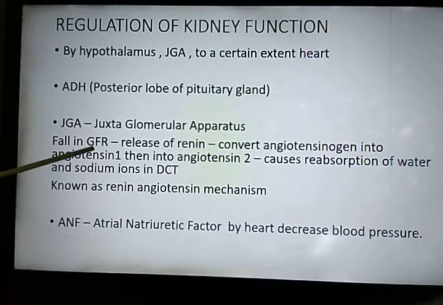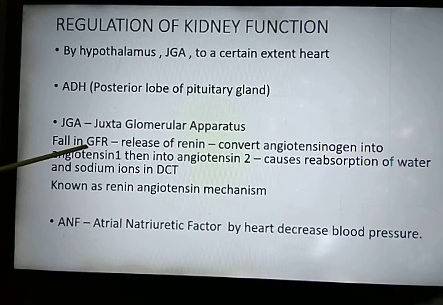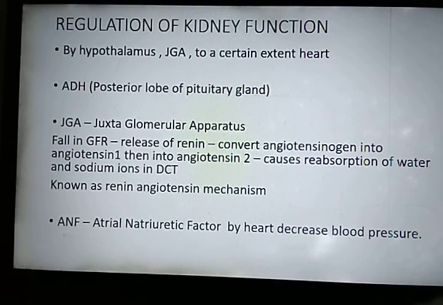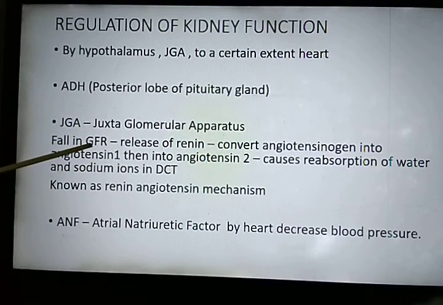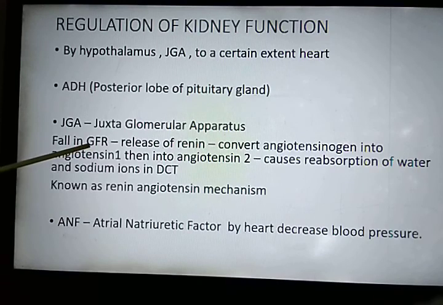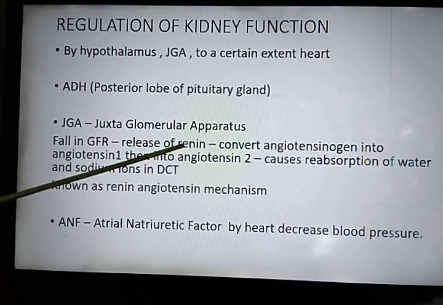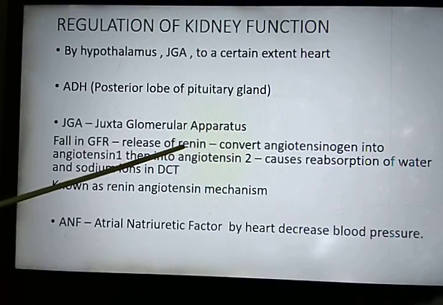Whenever there is a fall in the GFR, what do you mean by GFR? Glomerular filtration rate. So whenever there is a fall in glomerular blood flow, it means when the blood flow in the glomerulus is less, or there is a fall in glomerular blood pressure or glomerular filtration rate, it activates the JG cells, juxtaglomerular cells present in the wall of the DCT and efferent arteriole, to release renin. So renin is released by JG cells or juxtaglomerular cells.